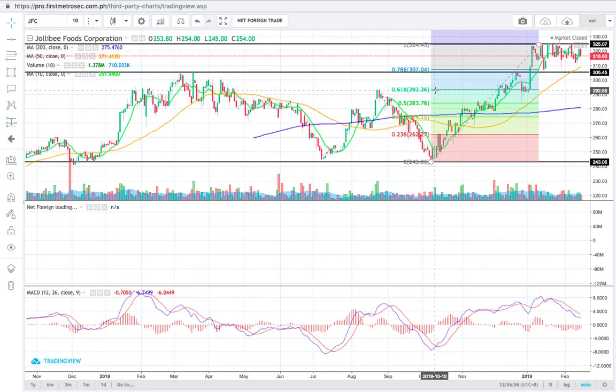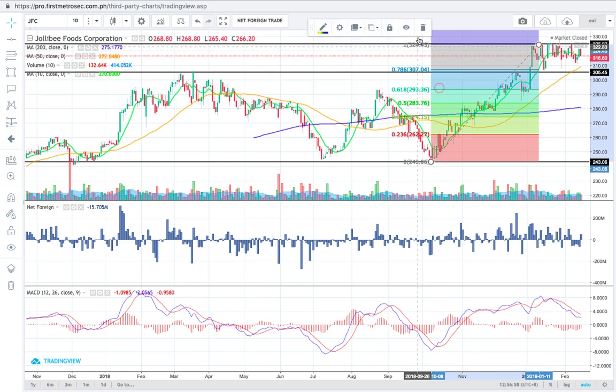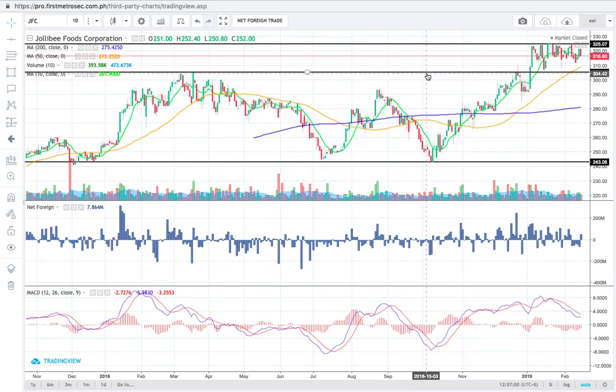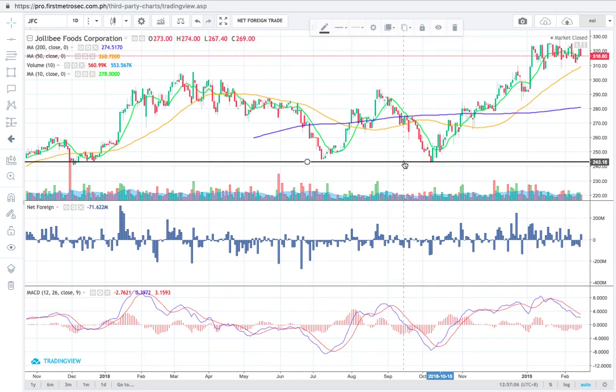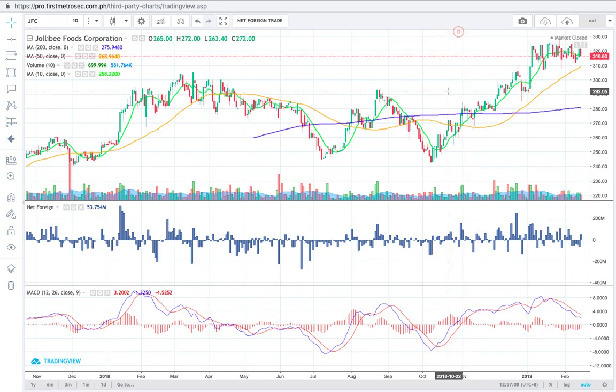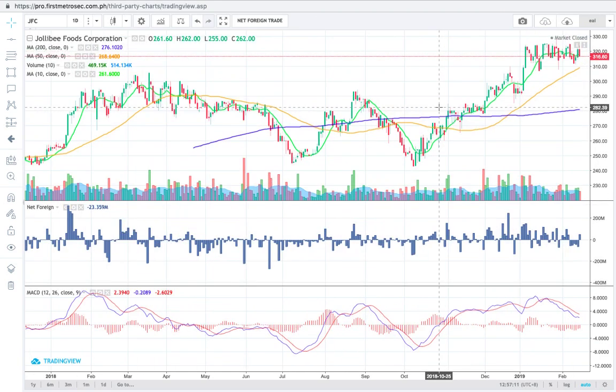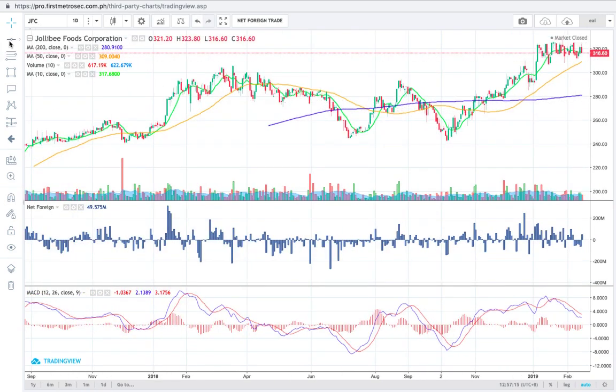Okay, let me remove this Fibonacci. Some other time I'm going to discuss this with you. I don't want to discuss it right now because it could remove your focus from what we're currently discussing. So now, where should we put the support level of Jollibee Foods Corporation?